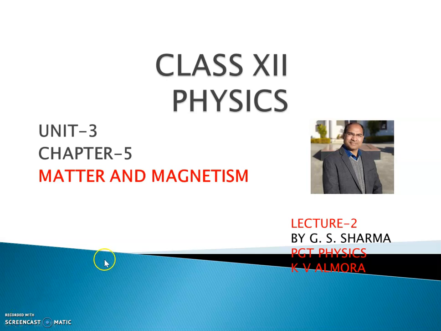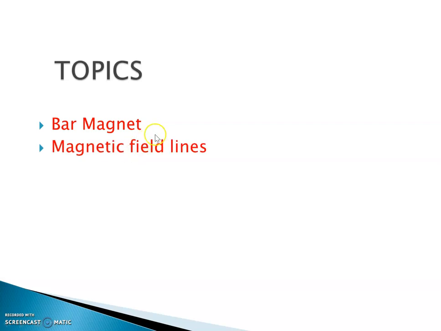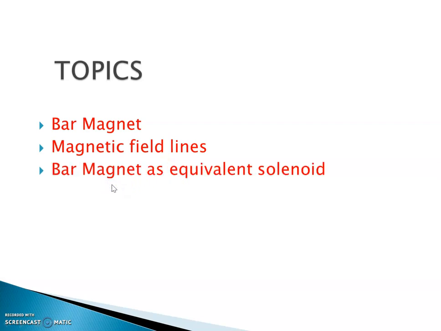Hello students, this is my second lecture on matter and magnetism. In this lecture I am going to have a talk with you on bar magnets and their properties, magnetic field lines and their properties, and I will equate the magnetic field due to a bar magnet with that of a solenoid.